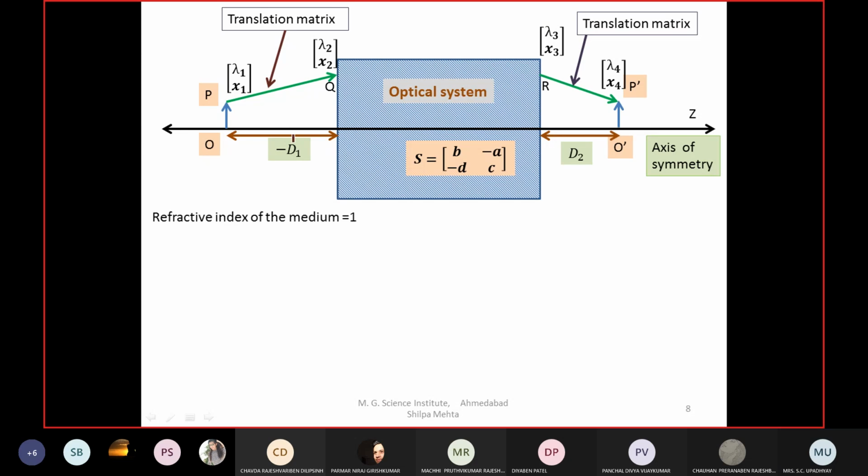Now, the refractive index of the medium: when we place the optical system in a medium of refractive index 1, that is air, the outside medium is considered as air.